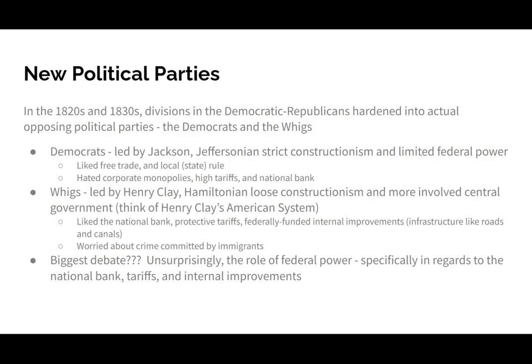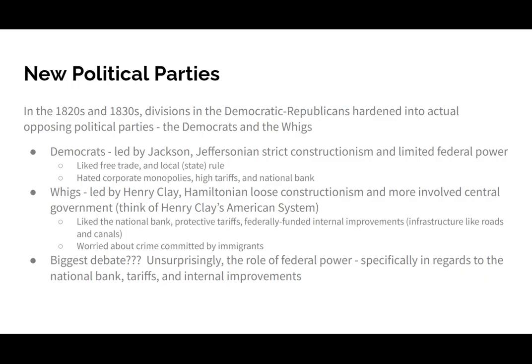The Whigs, on the other hand, are led by Henry Clay. They believe in that kind of more loose constructionism of Hamilton's days. They believed in a more involved central government. Again, think of Henry Clay's American system. And they liked the National Bank, which was, of course, established. The Second National Bank was established by Henry Clay's American system. Protective tariffs, federally funded improvements, all part of Henry Clay's American system. They believed in infrastructure like roads and canals. And they were very concerned about crime committed by immigrants. So we had a strong nativist tone in the Whig Party as well.